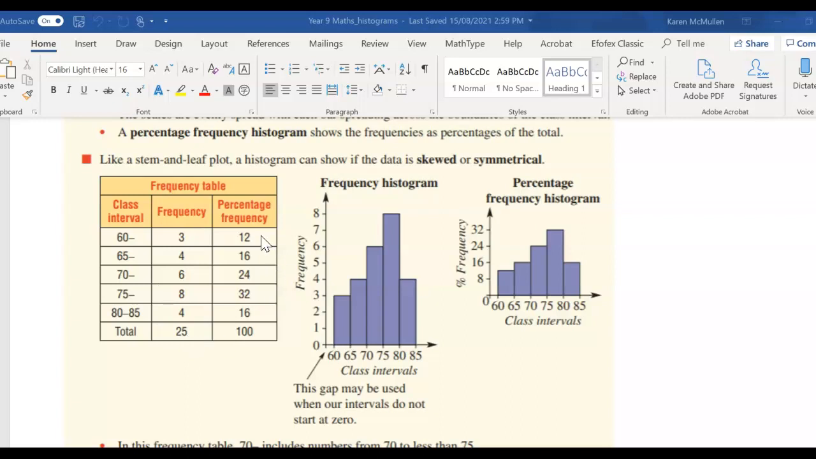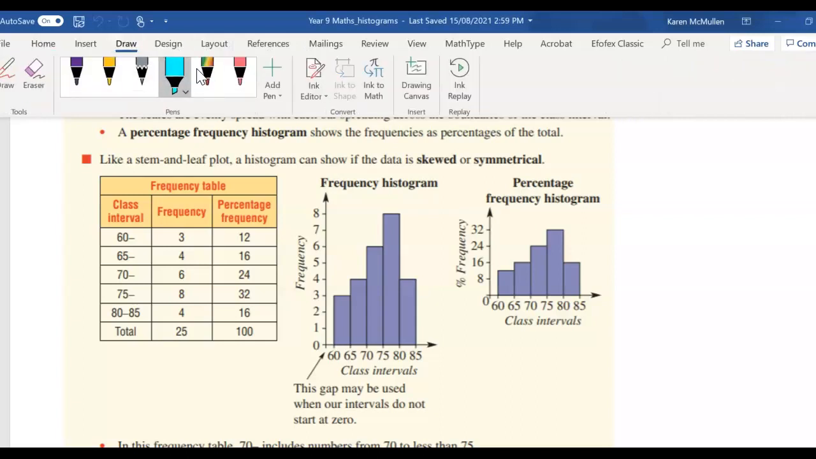So let me just write that down, because sometimes saying things isn't as easy as showing. So if we're doing your class interval, it's basically 60, let's just call it X. So we're going from 60, including 60, up to 65, but not including 65. So we're going in between 60 and 65. 65 is included in the next class interval. All right, the frequency is pretty easy. So 3 people or values. Your percentage frequency, for this one being 12, is just going to be the frequency of 3 over your total, which is 25.